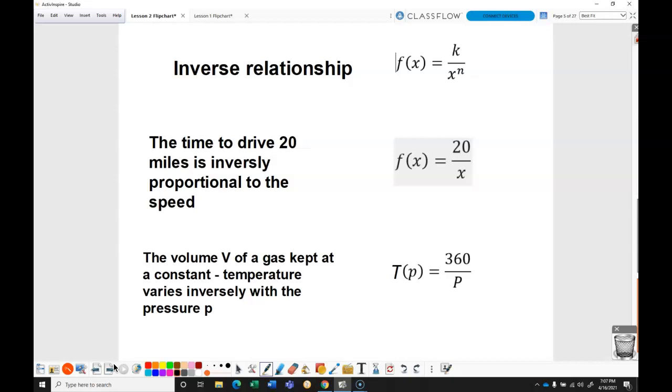So as I increase my speed, I'm actually going to decrease the time it takes me to travel a specific distance. Okay. As I have a stack of paper sitting on my desk, plain paper, and I'm going to make copies, as I increase the number of copies I make, I decrease the number of blank paper I have. Okay. So there's an inverse relationship there. All right. So you can see the first one that we talk about, this is all inverse.